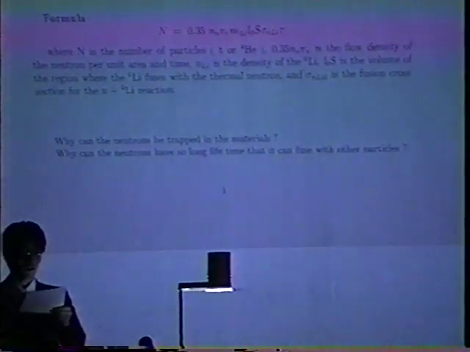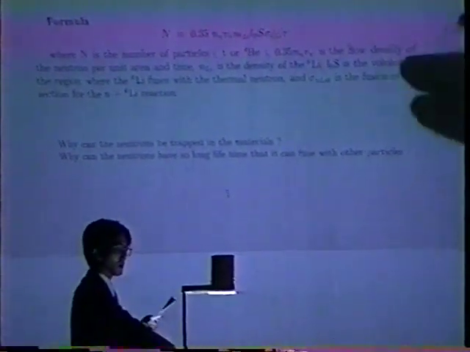I'll explain the method of this calculation. It's very easy for you to understand. I'll introduce this model to you, and I'll explain the following questions. Why can neutrons be trapped in the cold fusion materials? Why can they have such a long lifetime that they can fuse with other particles? But I'll explain just simply, because we don't know that well yet. Please come and ask me later. Thank you.